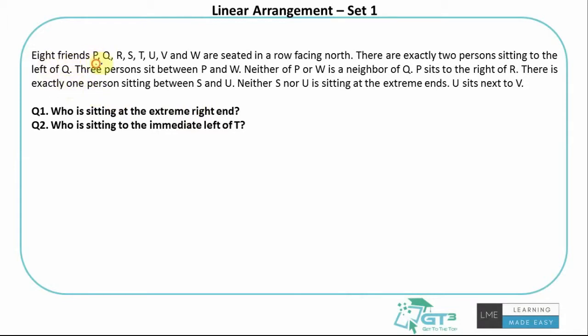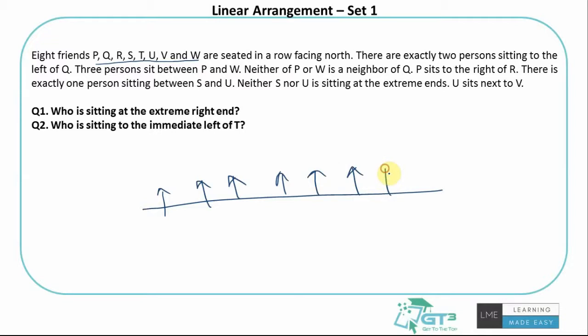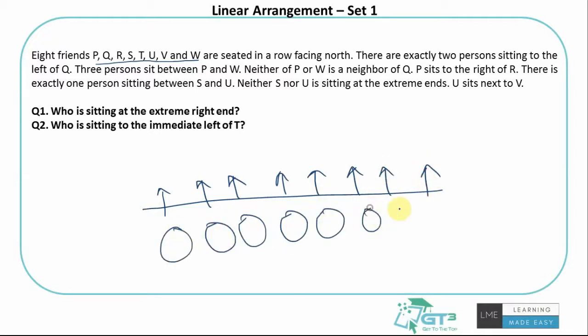So 8 friends P, Q, R, S, T, U, V and W are seated in a row facing north, right? So that means immediately I know that there are 8 people, 6, 7 and 8, right? This is where the 8 people are, and this is where the clues are starting. There are exactly 2 persons sitting to the left of Q. So Q should be sitting here, so that there are exactly 2 persons to the left of Q.